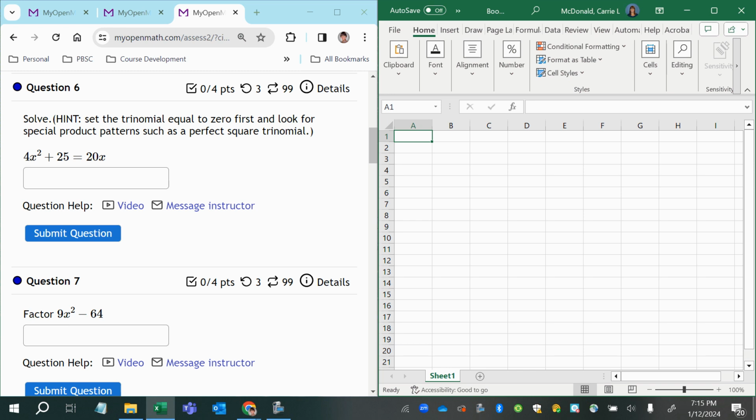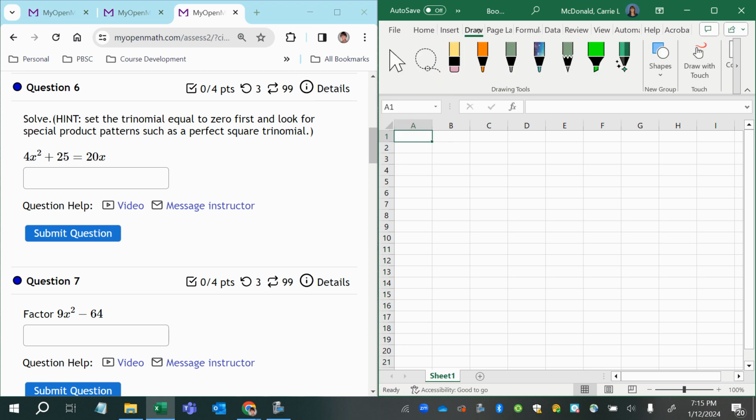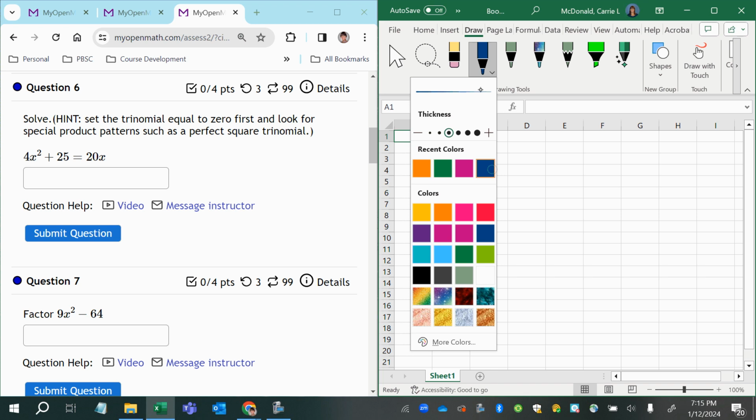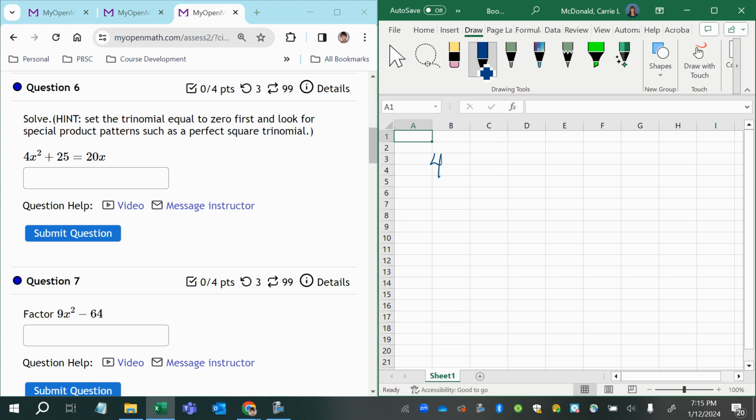Okay, so we are going to follow the advice of the hint and set it equal to 0 first. So how do we do that? We are going to first get some ink, and then we're going to write the problem. 4x squared plus 25 equals 20x.